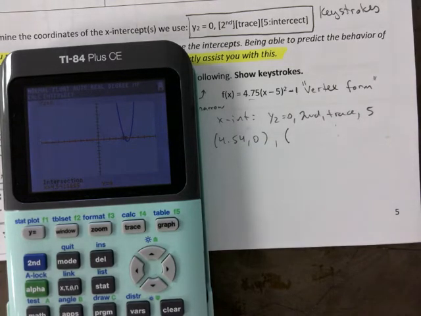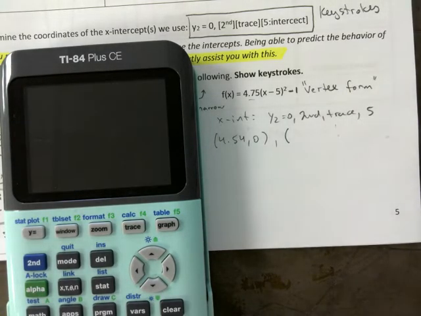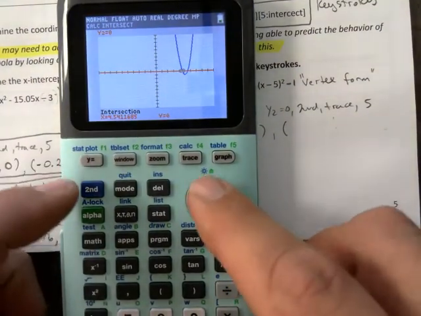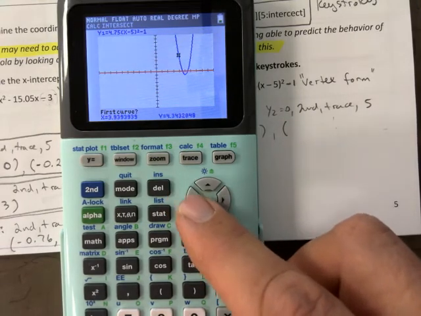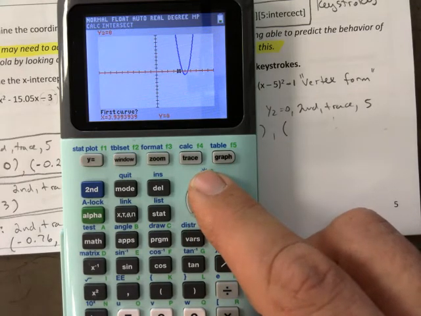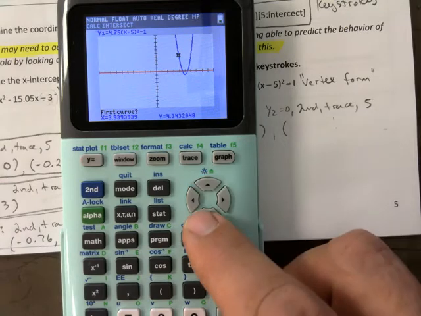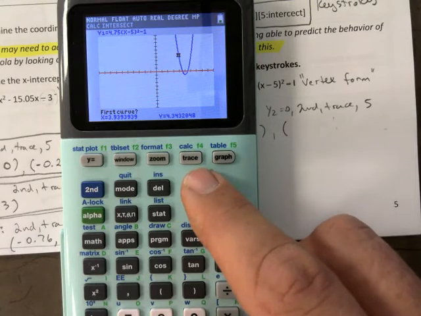One second, I'm just going to pause this here. Look at my screen real quick. Second trace 5, right? When you go arrow up and down, watch this. Arrow up and down jumps curves. So if I go arrow up, it's actually going to jump to the red line. If I keep going arrow up, it's back to the blue one. You can do the same thing with arrow down. It's going to toggle between the two curves.